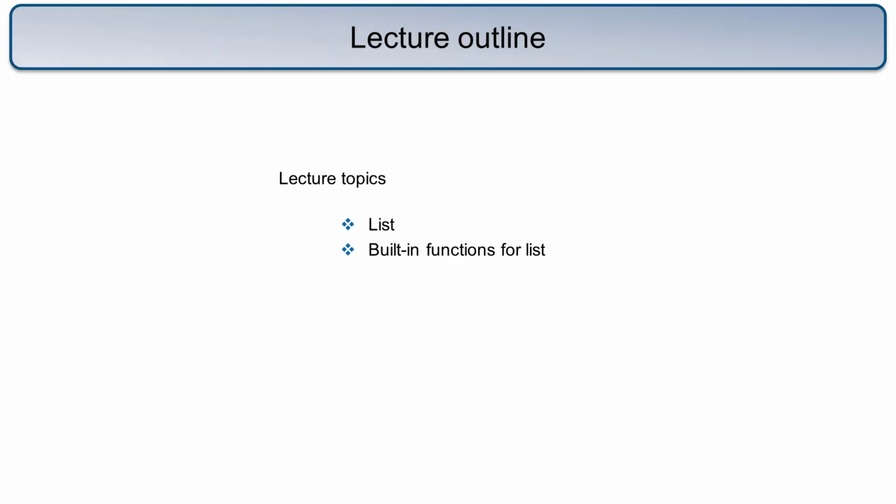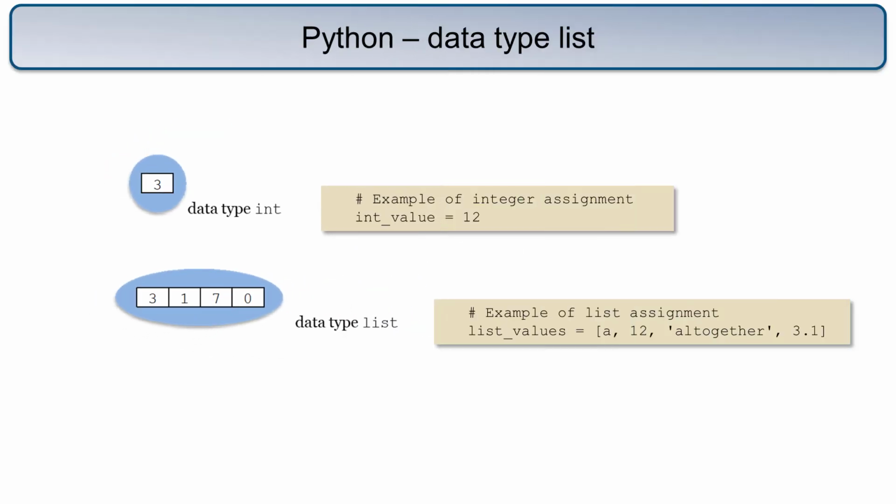In this lecture, we will focus on the data type list in Python and built-in functions that can be used for lists. The list holds a collection of values, that is, at least one or more values, in contrast to the data types integer, string, or float, which can only hold one value at the time. The figures in this slide try to illustrate these differences.